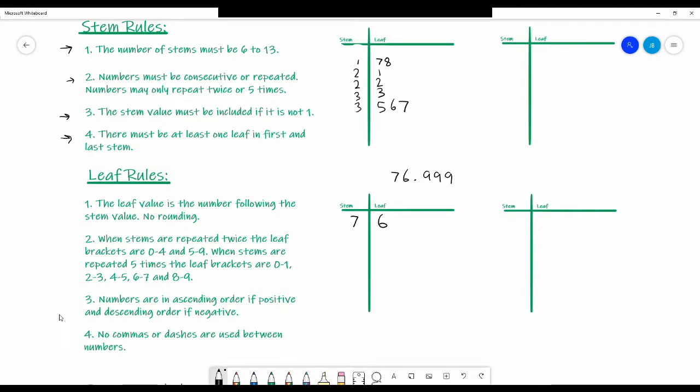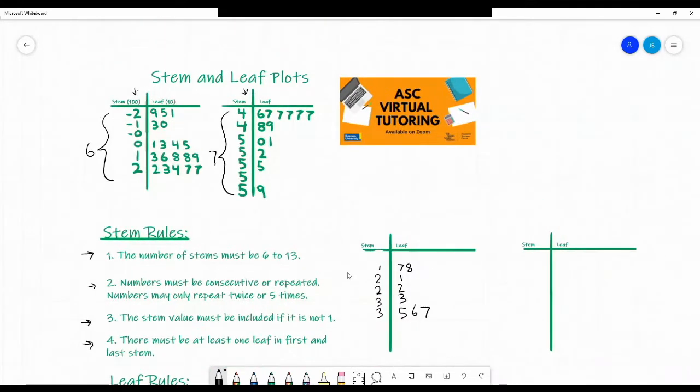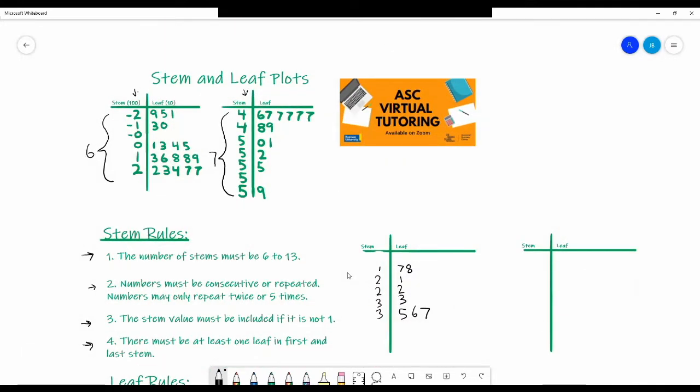Leaf rule 2: when stems are repeated twice, the leaf brackets are 0 to 4, and 5 to 9. And when the stems are repeated 5 times, the leaf brackets are 0 to 1, 2 to 3, 4 to 5, 6 to 7, and 8 to 9. Let's go over examples up here. Our example on the right is an example of numbers repeating 5 times. So we're going to have 5 different brackets. 0 and 1 are in the first one, 2 and 3 are in the second, 4 and 5 are in the third, 6 and 7 would be in the fourth, and finally 8 and 9 in the final bracket of 5s.